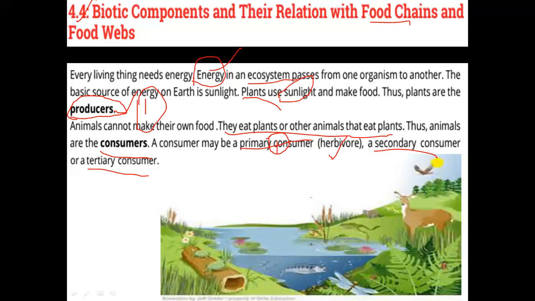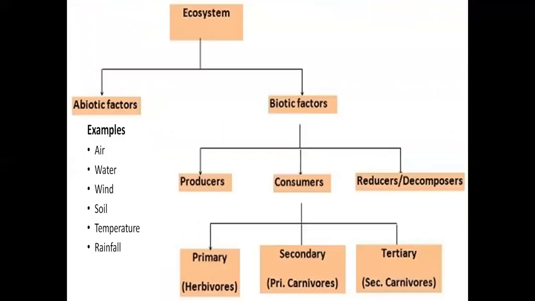All green plants are producers. This is herbivore or primary consumer. Or we can see this one, secondary consumer. And like that, we have pond and terrestrial food chains as well. So in this chapter, we have studied ecosystems. In ecosystem, we checked abiotic factors: air, water, wind, soil, temperature, and rainfall. What are the effects of these factors on living organisms, the ecosystems and the habitats?